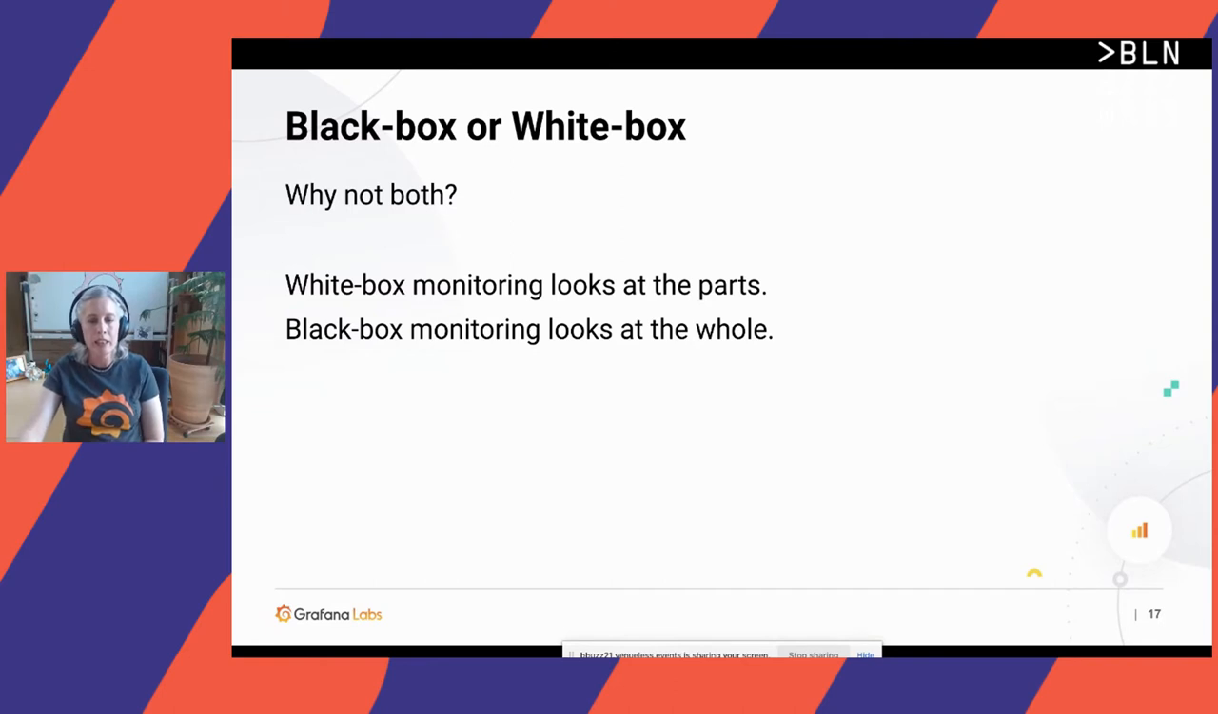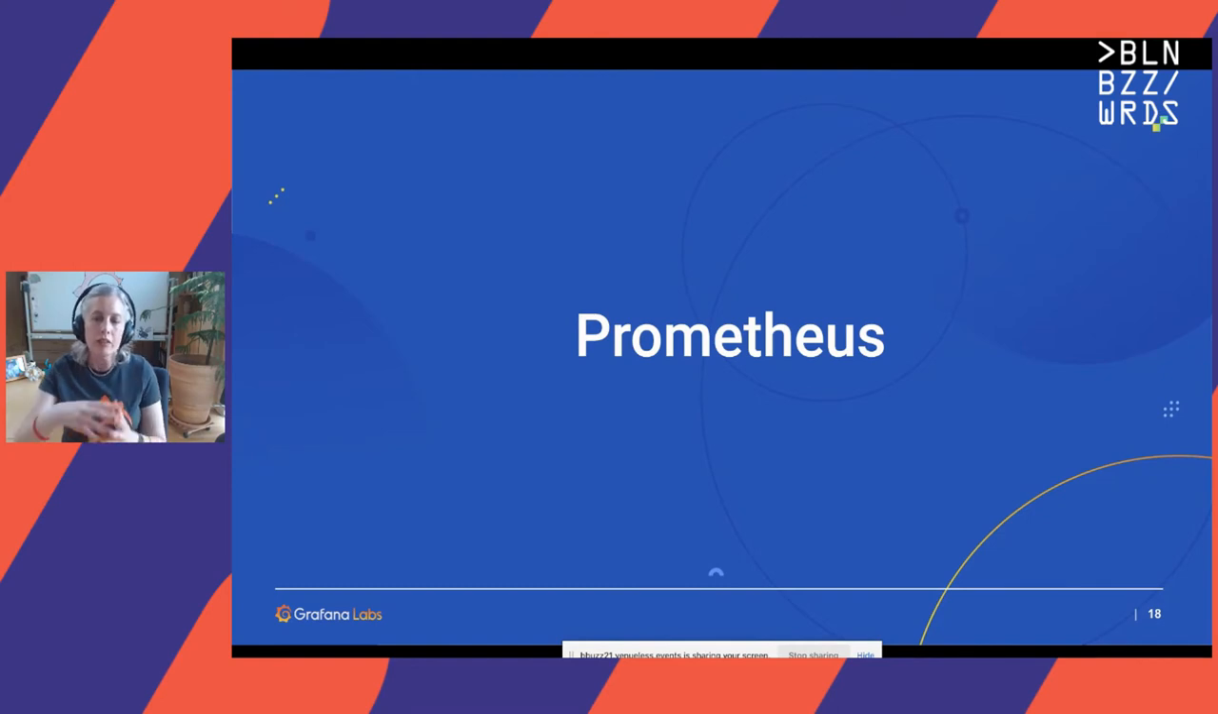Now, typically, some aspects of black box monitoring are covered by white box monitoring. If you can get the metrics from a service, then it's at least responding to your request for metrics. So let's cover briefly what Prometheus does in this.